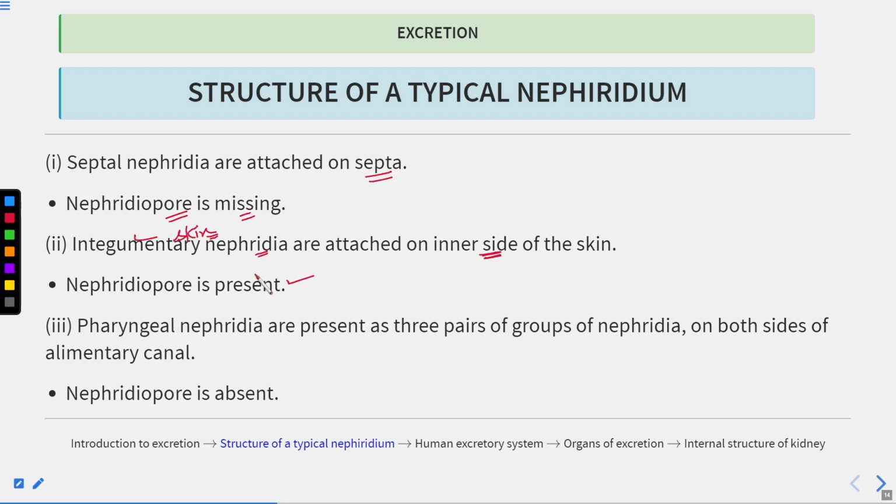Now let's talk about the pharyngeal nephridia. Pharyngeal nephridia are present as three pairs of groups of nephridia on both sides of the alimentary canal. They are present in two groups, one on each side of the alimentary canal. And what is the feature of the pharyngeal nephridia? They lack the nephridiopore. Okay, this is clear.